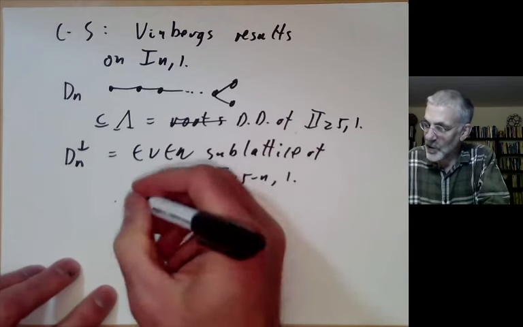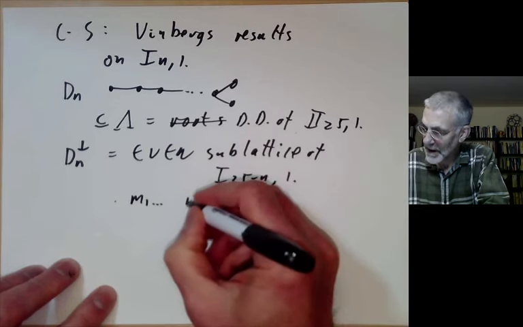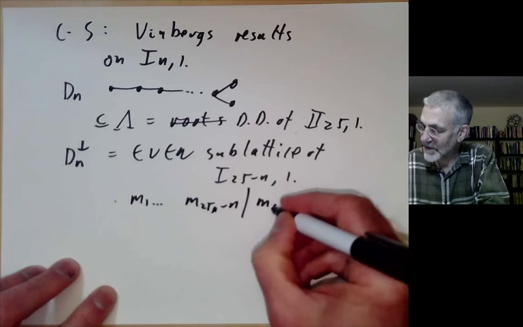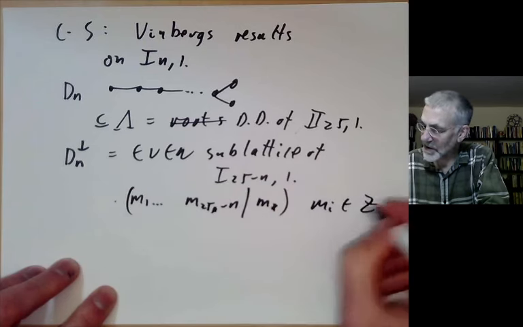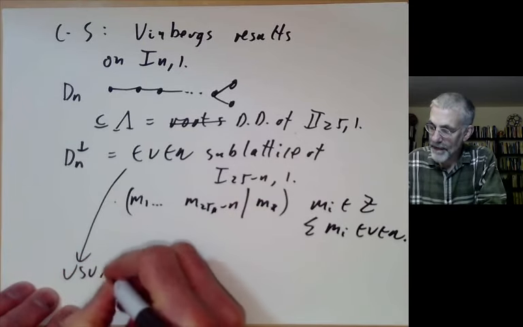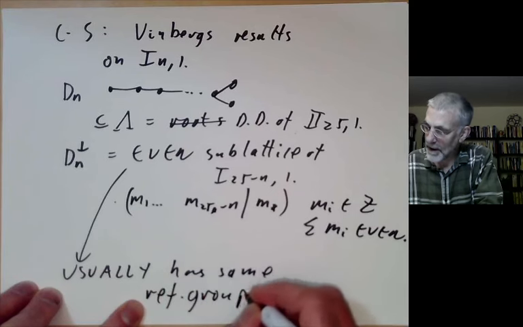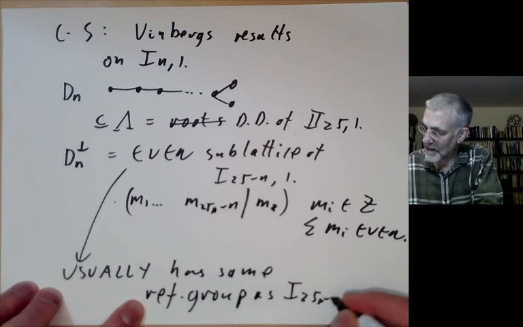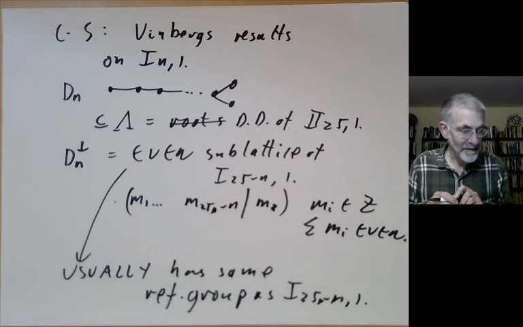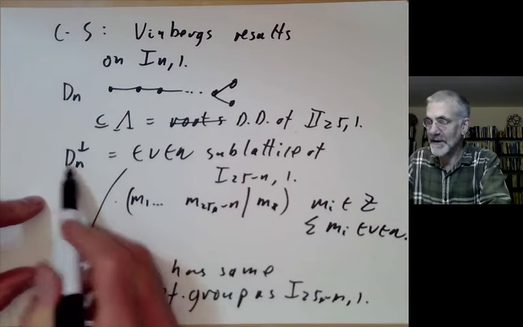And this consists of all vectors m1 up to m25 minus n, m something, such that the mi are integral and the sum of the mi is even. Now, this lattice usually has the same reflection group as I 25 minus n, 1. Usually does that. There are a few cases when it doesn't, but we'll see later. All we have to do is to work out what is the Dynkin diagram of this lattice here.